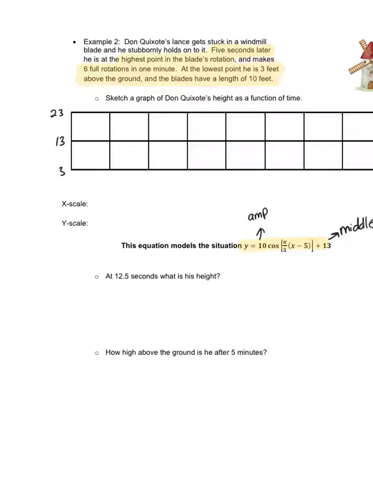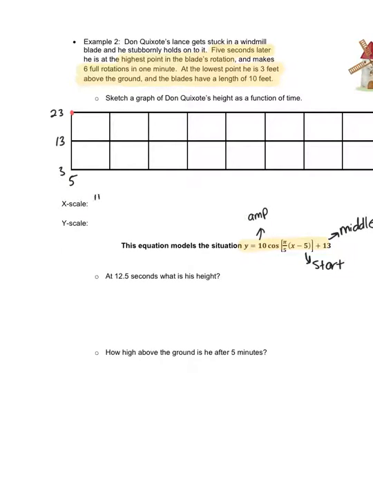This time, the 5 starting point: the question says 5 seconds later, he is at his highest point in the blade's rotation. This function is cosine. Cosine starts high, and the number that's here, the -5, is my starting point. Since it's telling me I'm starting at the highest point, I can flip the sign of that number and just put that 5 here, since it's already going with the way the graph is typically drawn. Okay, so we've got 5.